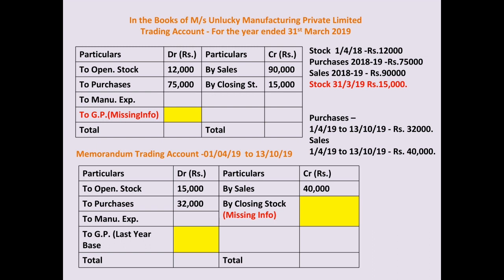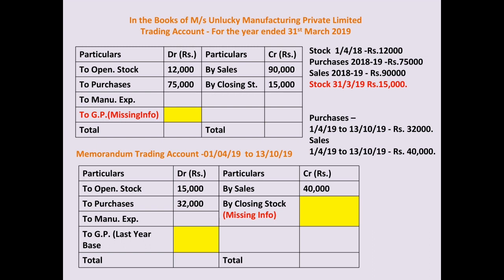Now please remember that the closing stock at the end of the year automatically becomes the opening stock. So the stock on 31st of March 2019 will be the same stock on 1st of April 2019. We'll write the same stock in the memorandum trading account as opening stock. Purchases from 1st of April 2019 to 30th of October 2019, that is 32,000, we'll write in the memorandum trading account. The sales from 1st of April to 13th of October 2019 are 40,000, also in the memorandum trading account. There's some information missing.